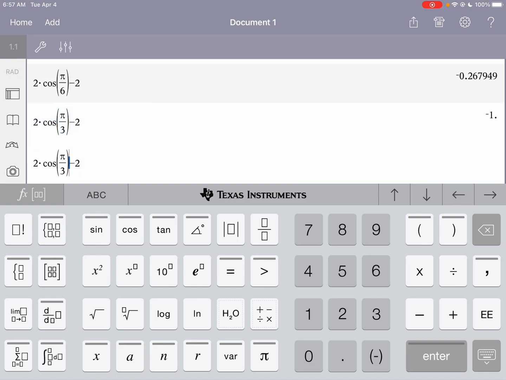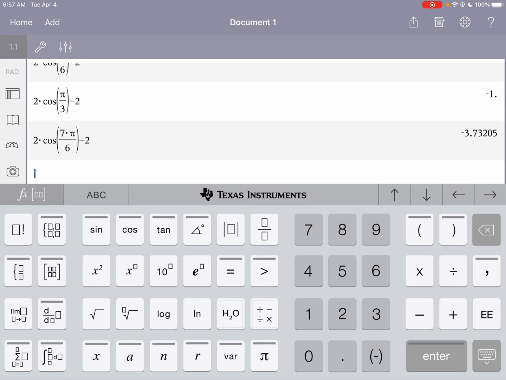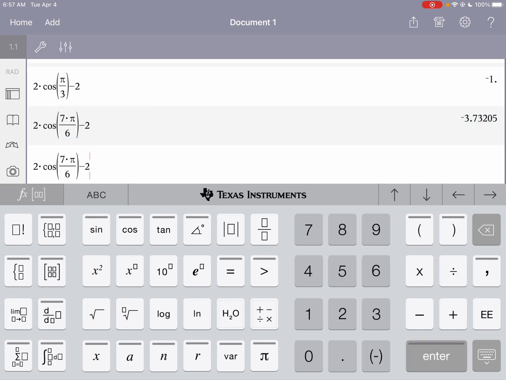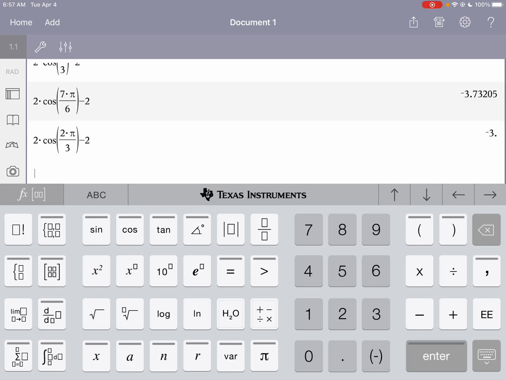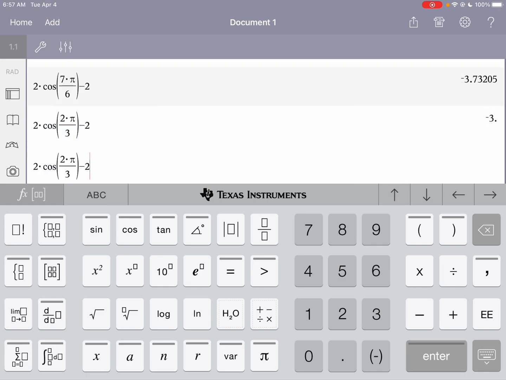I'm going to change my angle to 7 pi over 6. I press enter. I do not get negative 3 by itself. I don't want any decimals attached to it. So then I go up 2 times. I'm going to change it to 2 pi over 3. I press enter, I get exactly negative 3.